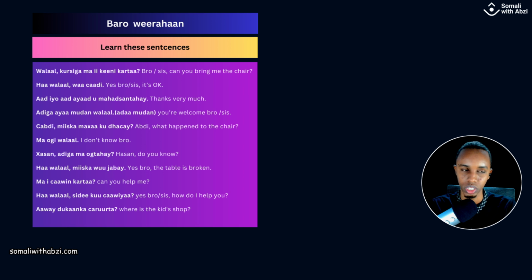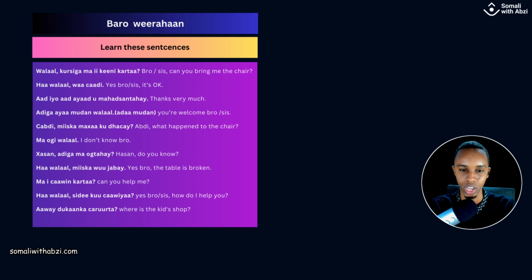The next is "Abdi miiska maxaa ku dhacay". "Abdi miiska maxaa ku dhacay". Start with the sentence maybe. "Miiska maxaa ku dhacay Abdi". Fine. "Ma ogi walaal." So "ma" is a question word, and also what we use when we make a negative sentence. "Ogi". "Og" in Somali language means know, to know something. Yeah. "Ma ogi walaal", I don't know.